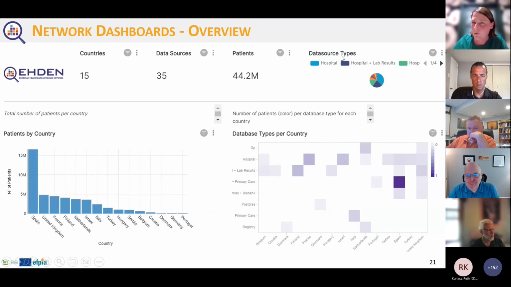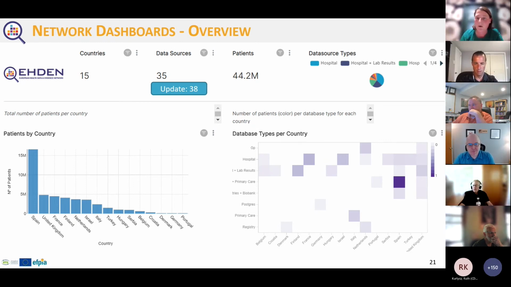The distribution of where the data comes from, so mainly hospital, but also hospital and lab results or GPs, stuff like this. You see an overview of the countries where most of the patients come from, and the combination of which data sources from which countries. And so that's from June, and also here there's a nice update. We have 38 data sources now in the network, and we also have an update that we have more than 100 million patients actually included at the moment.